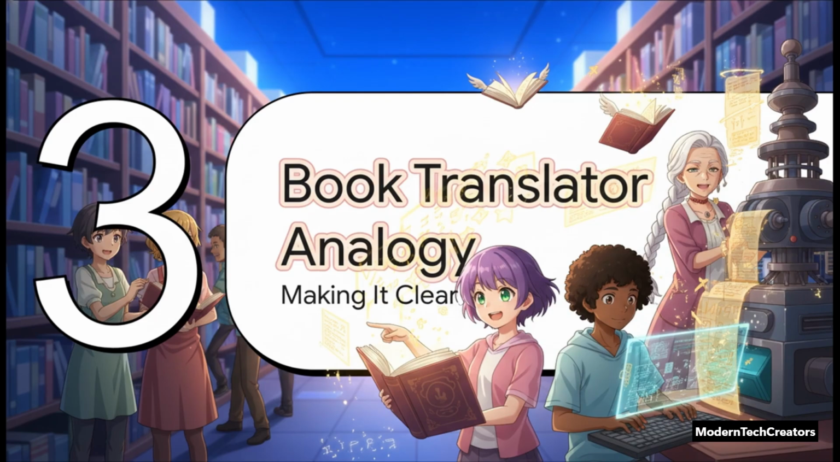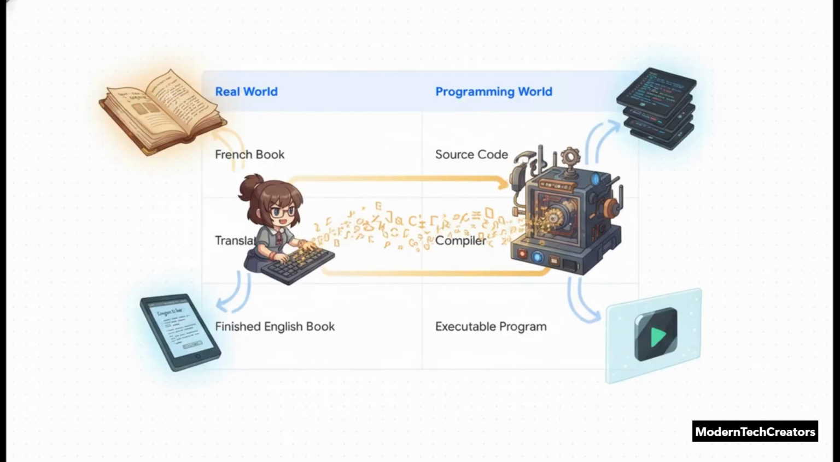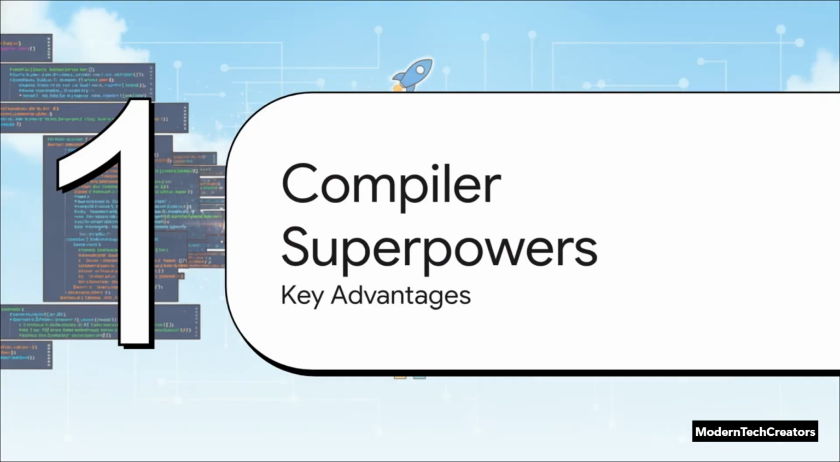Let's use a real-world analogy that makes this whole concept click. Imagine you have a book written in French, but you only speak English. A compiler is like a professional translator who takes that entire French book, translates every single page from cover to cover, and then hands you a completely finished, ready-to-read English version. All the hard work is done up front. So in this analogy, the original French book is your source code. The translator, of course, is the compiler, and that finished English book is your brand new executable program. The key idea here is that the final product is completely separate from the original, and all the translation work is already finished.